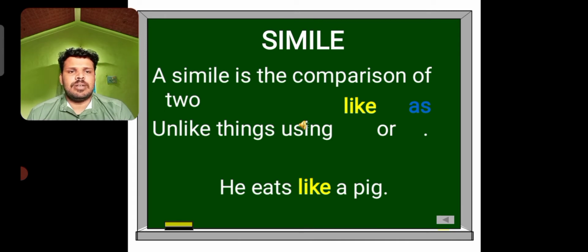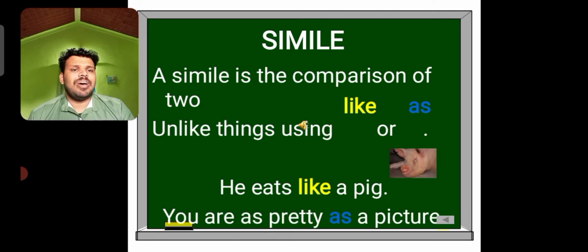So there is one example. He eats like a pig. So this is a comparison using the word like. This is a simile to address a person who eats a lot. So this is a typical example for simile. Next one is, you are as pretty as a picture, to present like you are more beautiful, you are looking pretty. So this is the intention behind the usage of this simile.